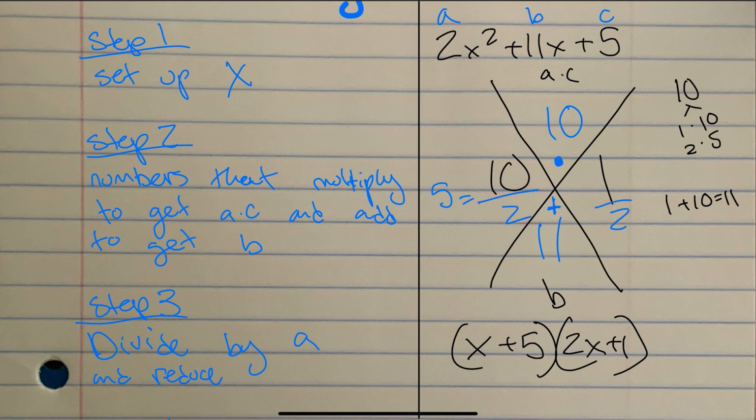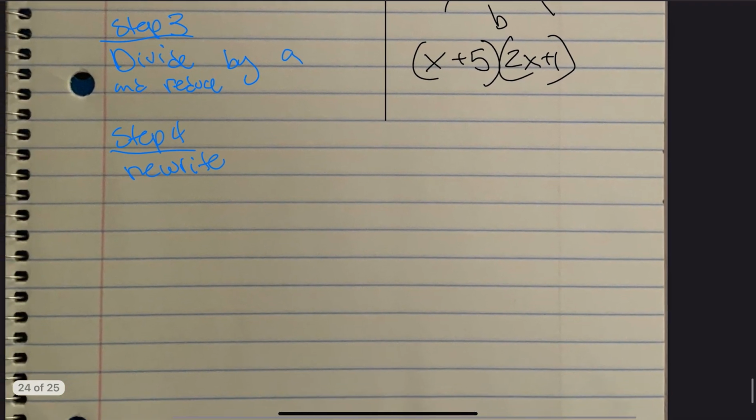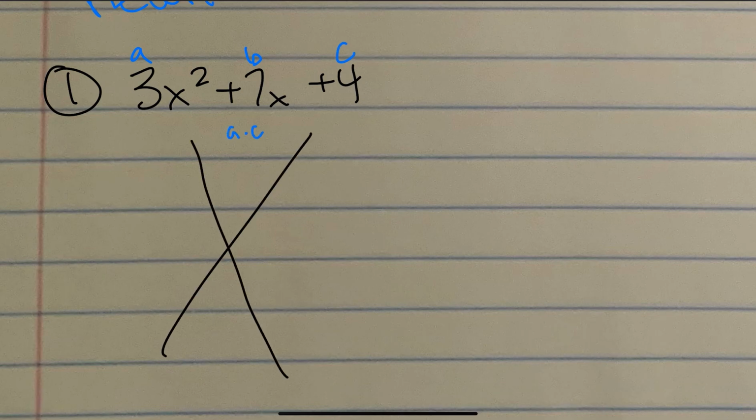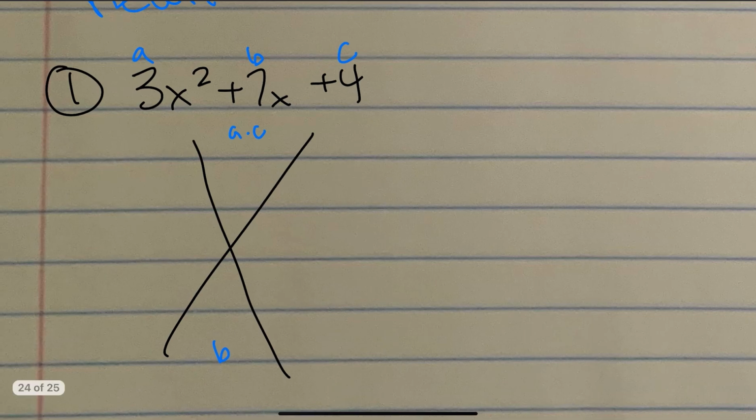All right, so let's do a practice problem down here, practice problem number 1. Okay, so that's going to be 3x squared plus 7x plus 4. Same as we did, I'm still going to label my A, my B, and my C. Cool. Draw an X. I still want my A times C at the top, B at the bottom. All right, so my A is 3, my C is 4, so I'm going to have 12 in my X.